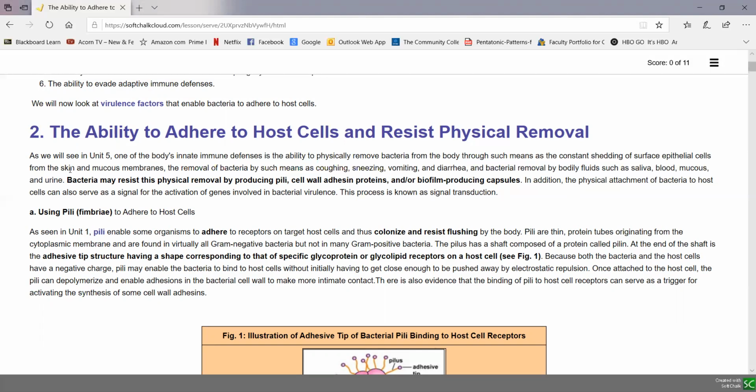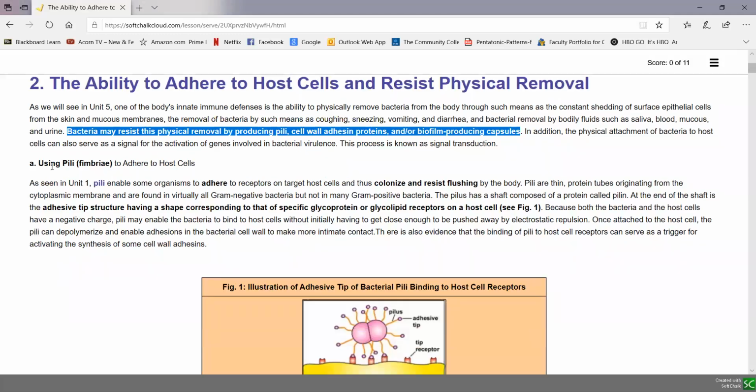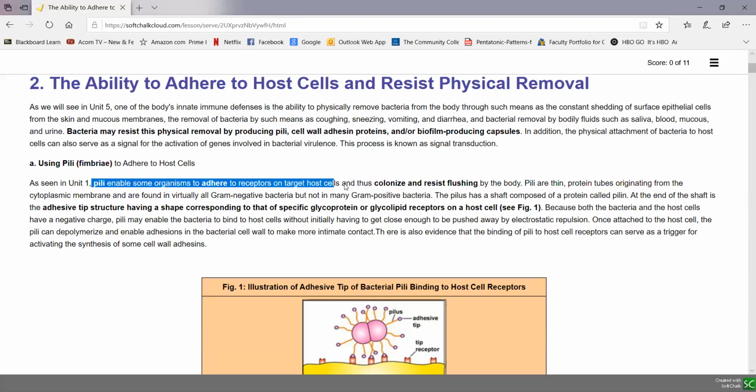So for bacteria to colonize the body, they have to be able to resist this physical removal by innate immunity. And they do this through three means that we learned back in Unit 1: by producing pili, cell wall adhesins, and or biofilm-producing capsules. The first of the three means of attachment we learned about in Unit 1 are bacterial pili, or fimbriae, another name for the short attachment pili. So remember, pili enable organisms to adhere to receptors on target cells in order to colonize and resist flushing.